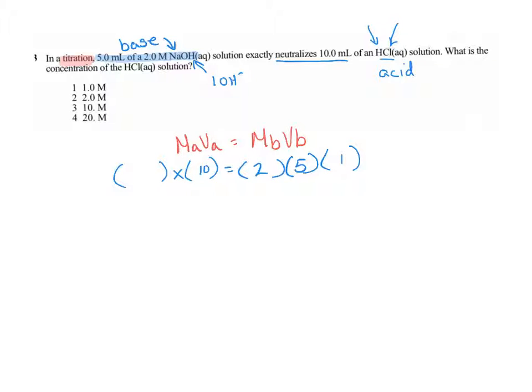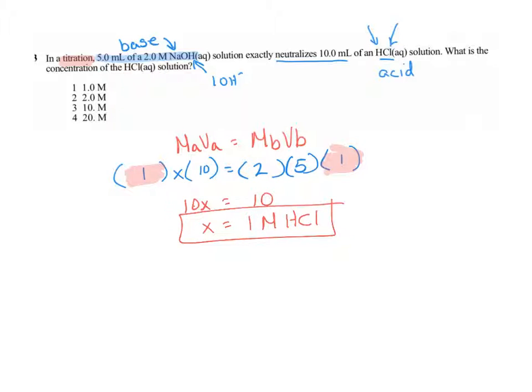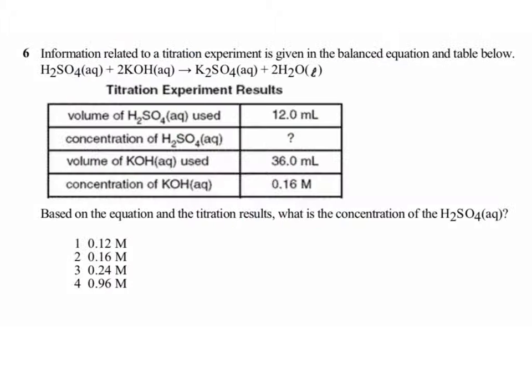How many hydrogens are in that acid? 1. So because these were 1 and 1, and this is what I've been giving you, hopefully that 1 and 1 doesn't affect the reaction at all. So we're going to end up with 10x equals 10, x equals 1 molar hydrochloric acid. And we're good to go. All right, let's move on.